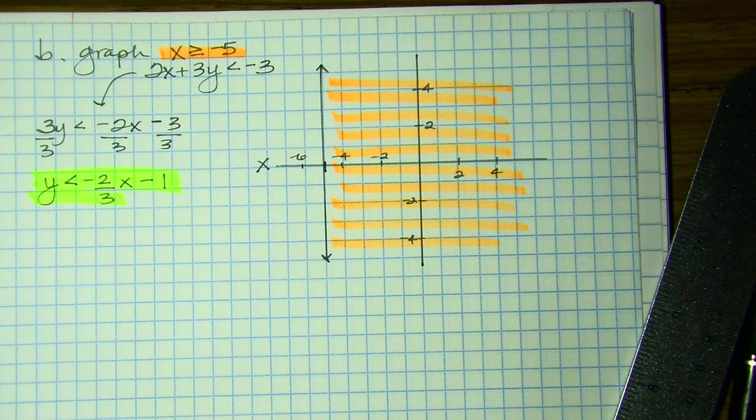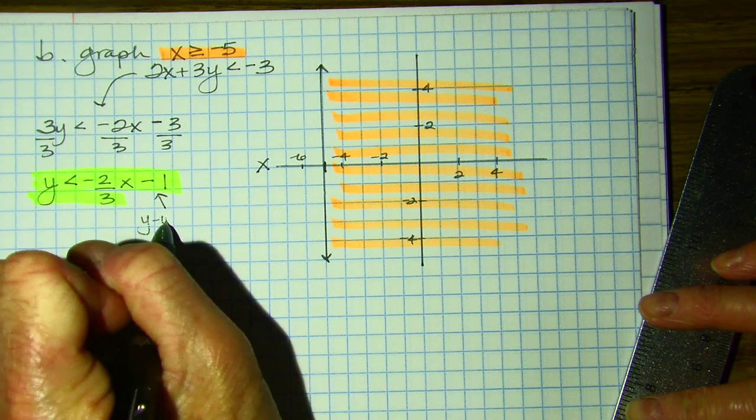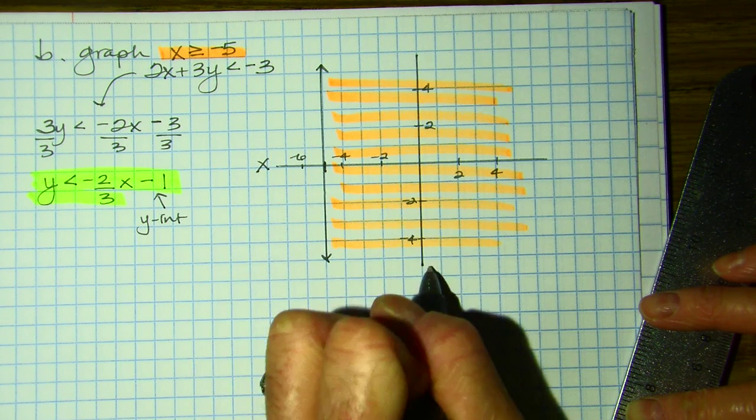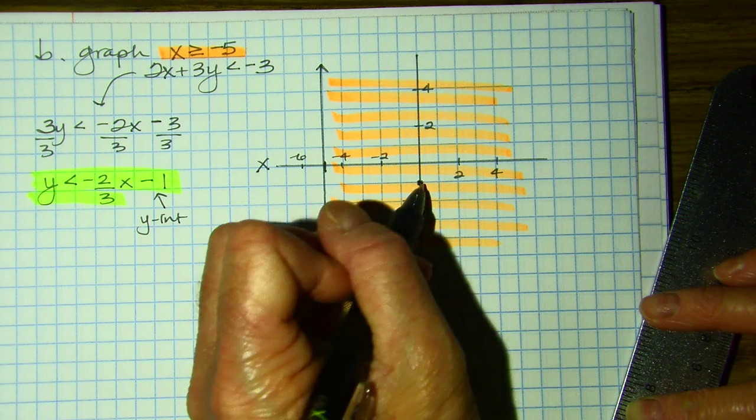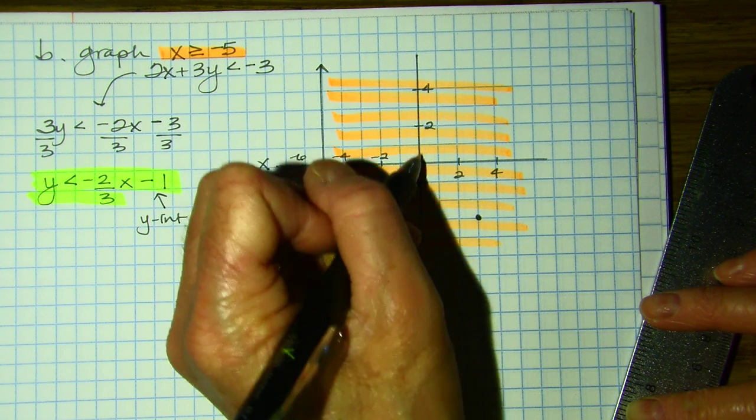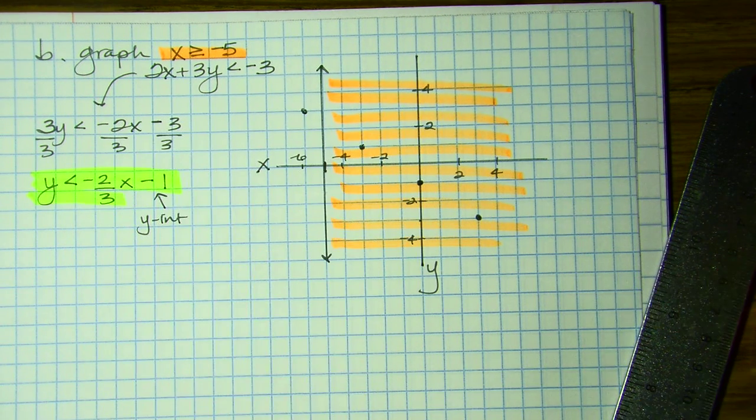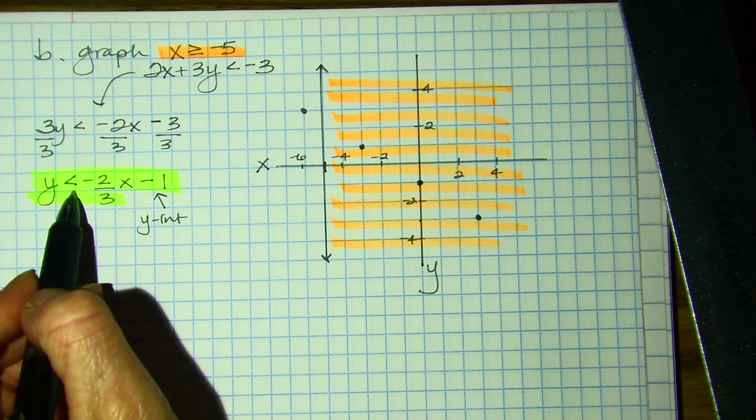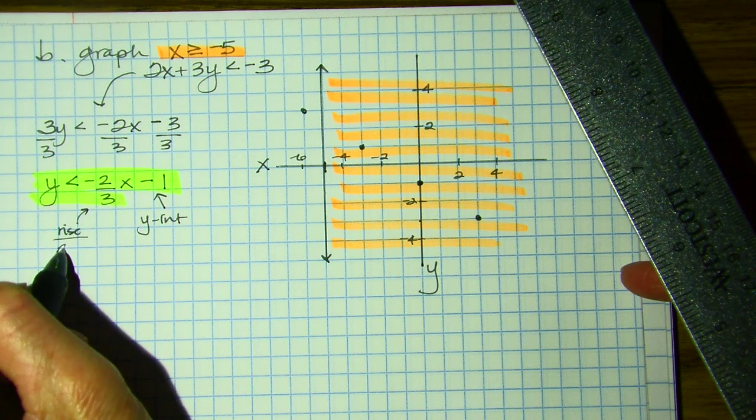Now the bottom one I will do in yellow, and I put it in slope-intercept form already. So my y-intercept is at negative 1, right? So at negative 1, here's my y-axis, here's negative 1. My slope is negative, so down 2 over 3. I'm going to go back and go the reverse, up 2 over 3. And I notice that this is less than. Remember, that's rise over run.